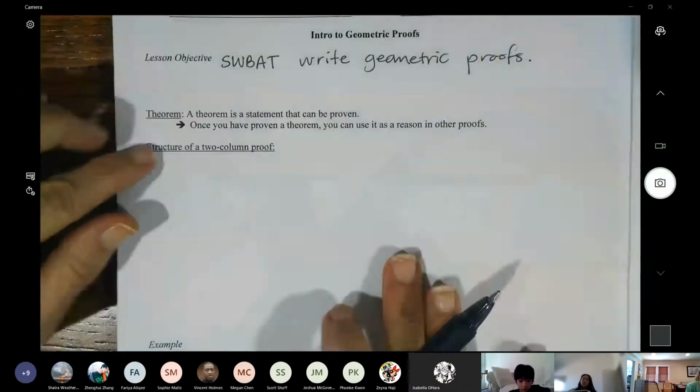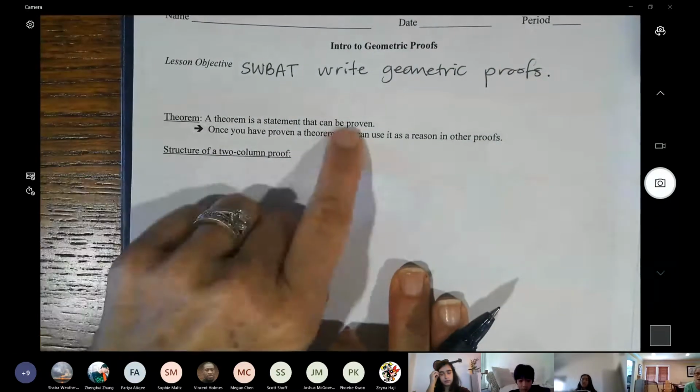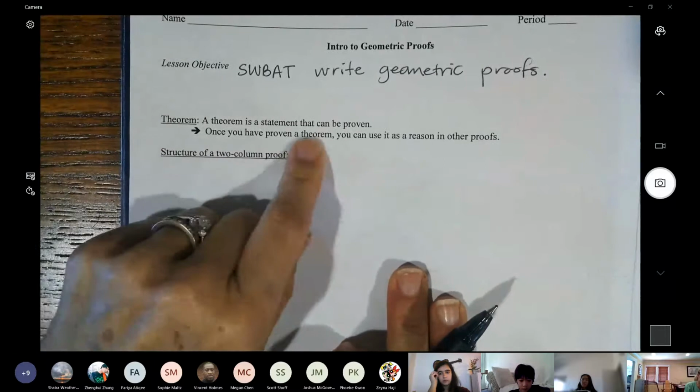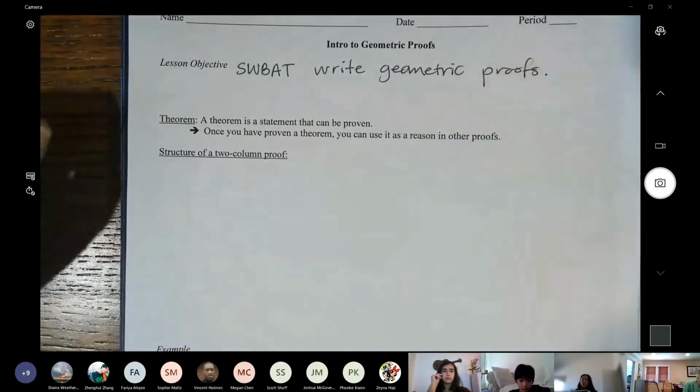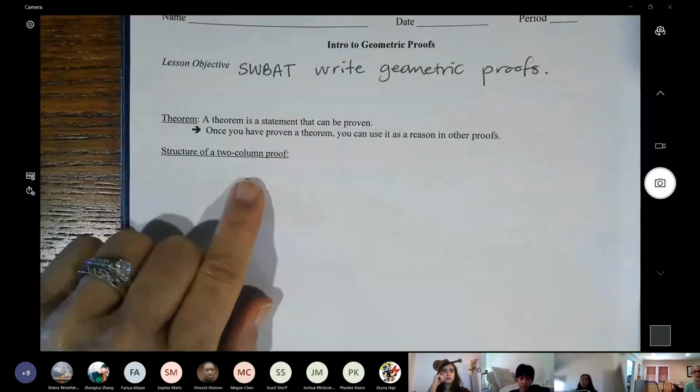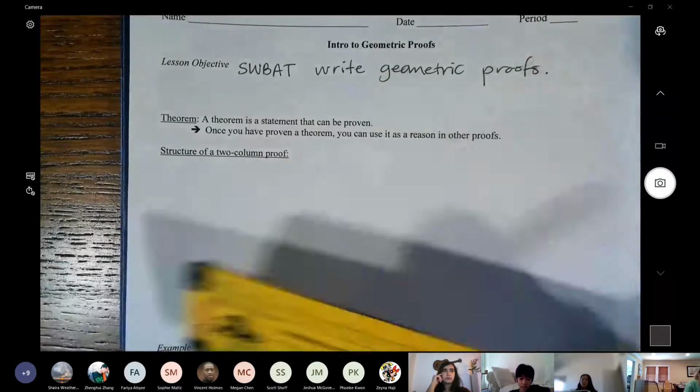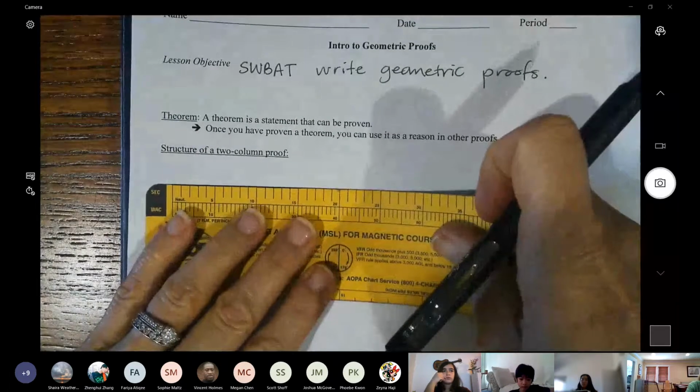All right, so when we talk about a theorem, it's a statement that can be proven. But once you've proven it, then you can use that as a reason in other proofs. So right now, like I said, the only thing you really should have is the structure of a two-column proof. And so far we've done it a few times.